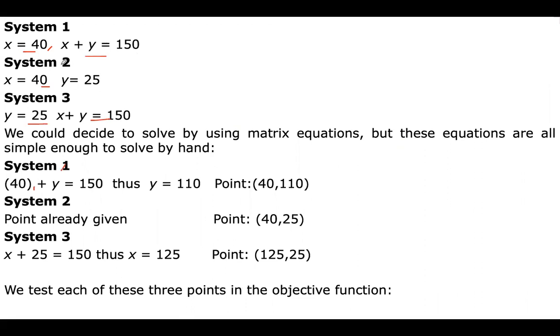We put x equal to 40 in this equation. What will we get? y equals 150 minus 40, so y is 110. So the point becomes (40, 110). Similarly for system 2, x and y are directly given, so that point is (40, 25). And for system 3, we'll put y equal to 25 and get x equal to 125. So we get our third corner point as well.